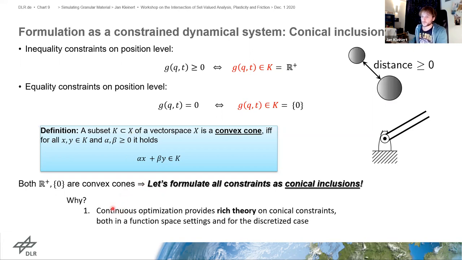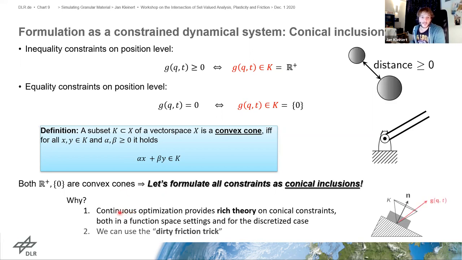Well, why would we do that? Firstly, we can use some results from continuous optimization, which are really helpful both in a function space setting and also for the discretized equations in the end, for the numerical method. And secondly, I can apply my dirty little friction trick that I'm going to talk about on the next slide.